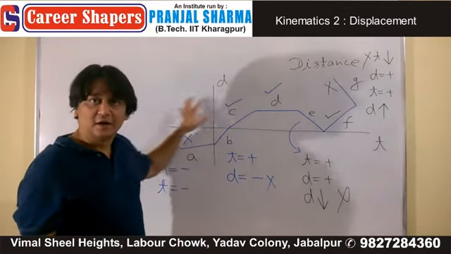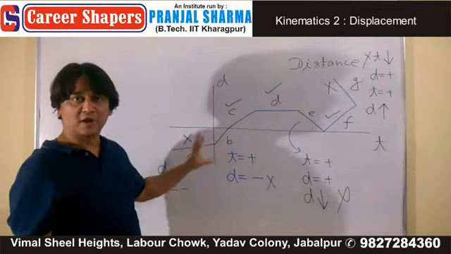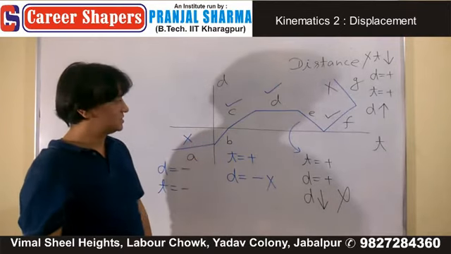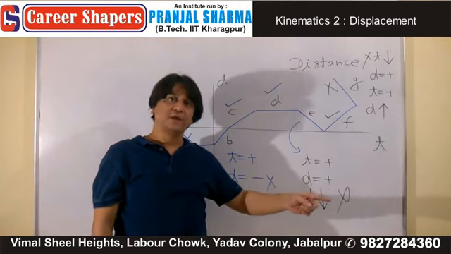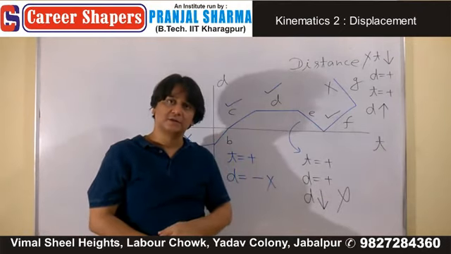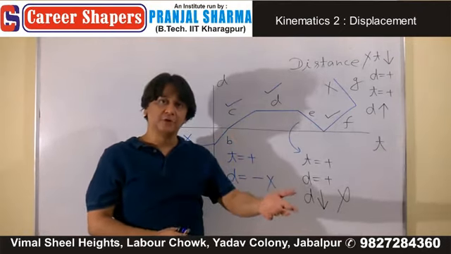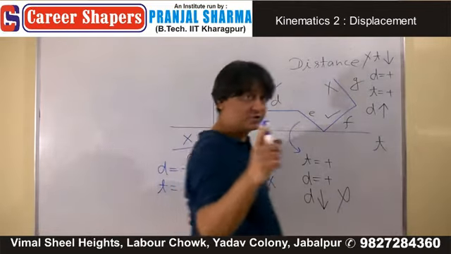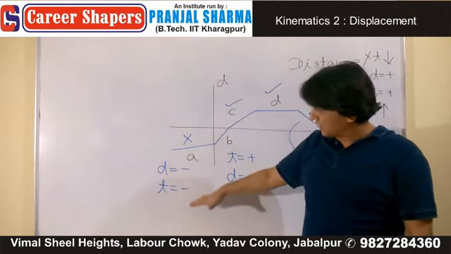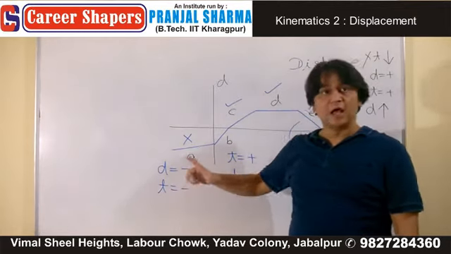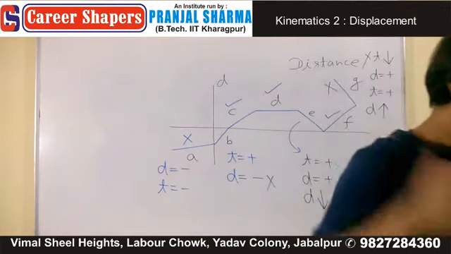In a single graph, you have understood everything regarding distance. Distance should always be positive. It can never decrease. And time is also something which is always positive and should never decrease. Note down everything like this, and then we'll see displacement. Note down this much.